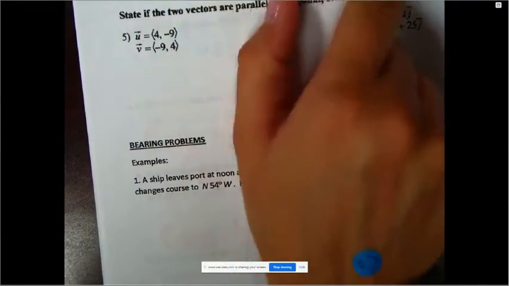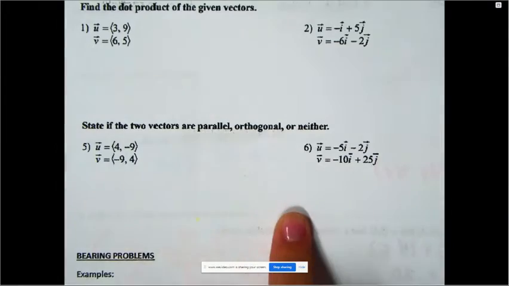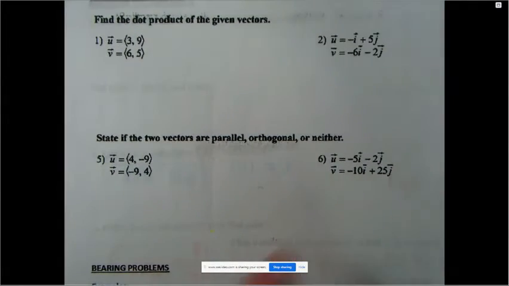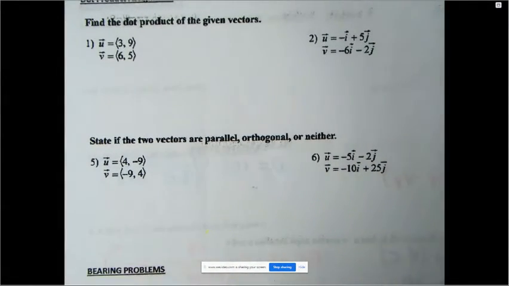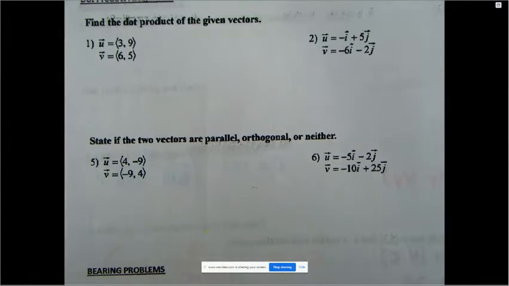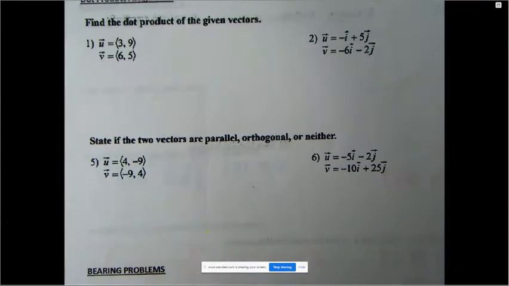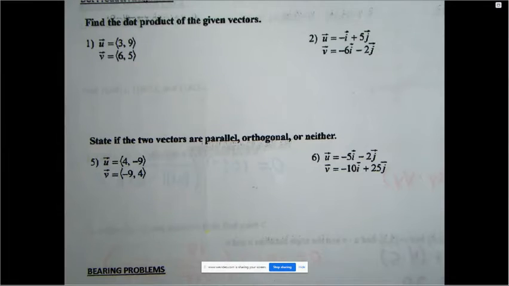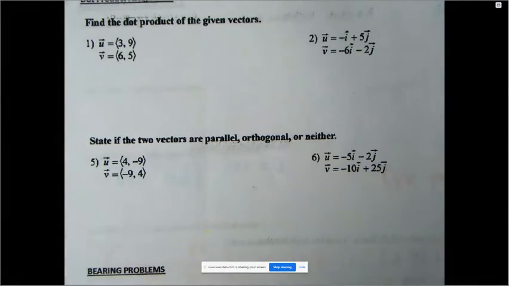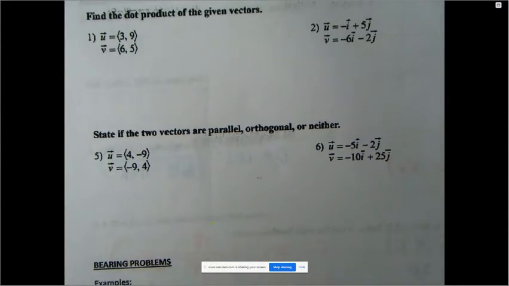Okay, we have a couple more practice problems on this last page. We have 2 where I want you to find the dot product and 2 where I want you to tell me parallel, orthogonal, or neither. What I want you to do is pause this video and try these 4 on your own. Figure out what you can do without any help, and then we'll check our answers. So go ahead and pause. Make sure you pause. Did you pause? Great. Welcome back, everybody.